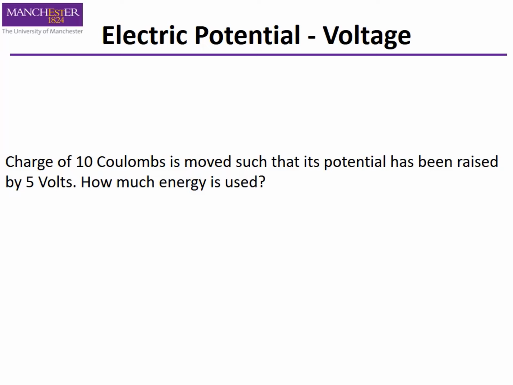So here we have an example where we say that we have a charge of 10 coulombs, and that charge of 10 coulombs is moved such that its potential has been raised by 5 volts. So the question is, how much energy is being used? So we use the equation given here, dE equal to Q times dV. So we look at what is the amount of charge that we have. Well, we have a charge of 10 coulombs, and we are moving it from a voltage, say V1, to a voltage V1 plus 5 volts.